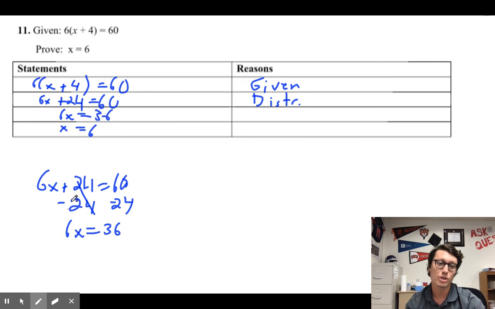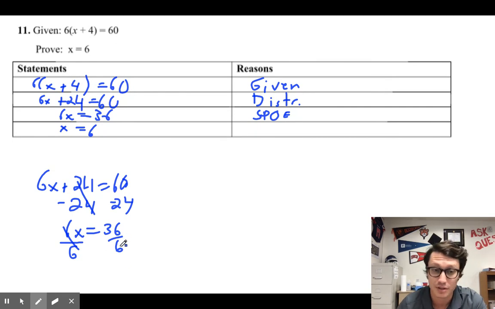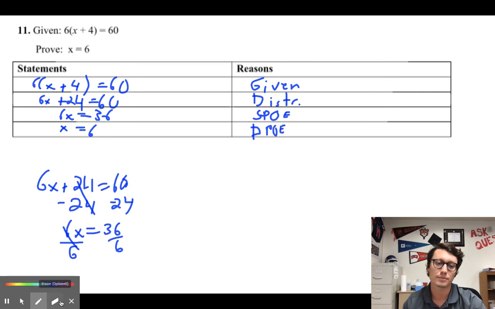What did we do to get rid of the 24? We subtracted, so that's SPOE, the subtraction property of equality. Now we have 6x equals 36. To get rid of 6, we divide. We already wrote this here because it's telling us what we're supposed to prove, but let's double check. Is 36 divided by 6 equal to 6? That does, in fact, give us 6. We are correct. How did we do it? We divided. That is the division property of equality.